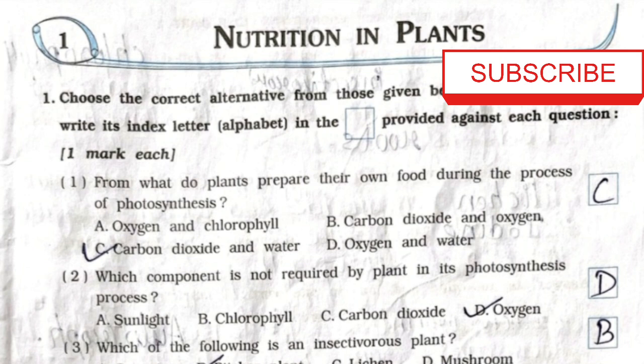So we'll be starting with question number 1, that is MCQs. First one, from what do plants prepare their own food during the process of photosynthesis? It's option number C, carbon dioxide and water. Second, which component is not required by plant in its photosynthesis process? It's option number D, oxygen.